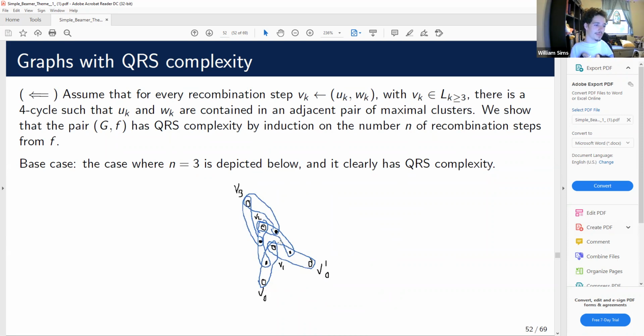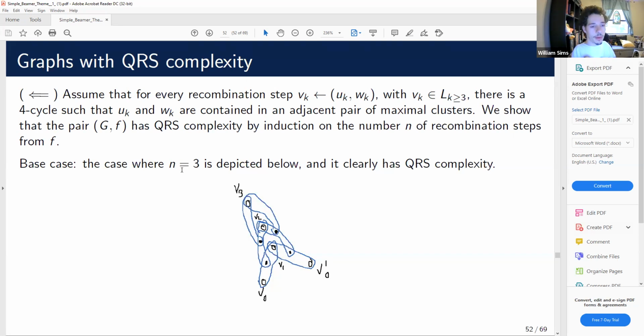Okay. So for the other direction, we're going to assume that for every recombination step in our graph, where V sub k is in level 3 or higher, there is a 4 cycle such that the base pair of vertices are contained in an adjacent pair of maximal clusters. And we're going to show that G comma F then must have QRS complexity. And we're going to do this by induction on the number n of recombination steps.